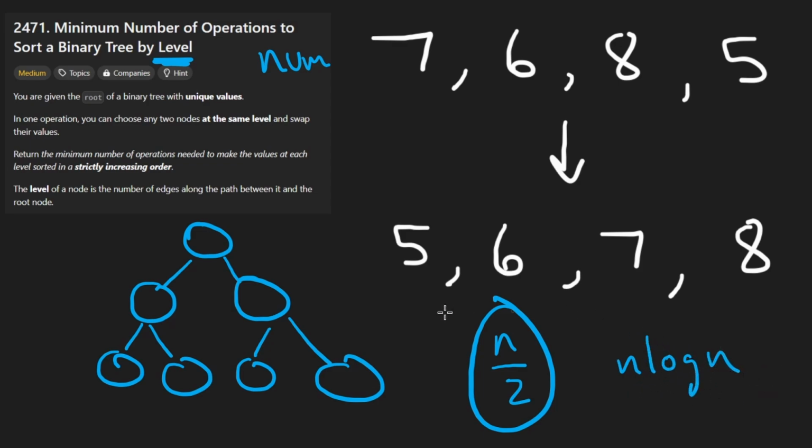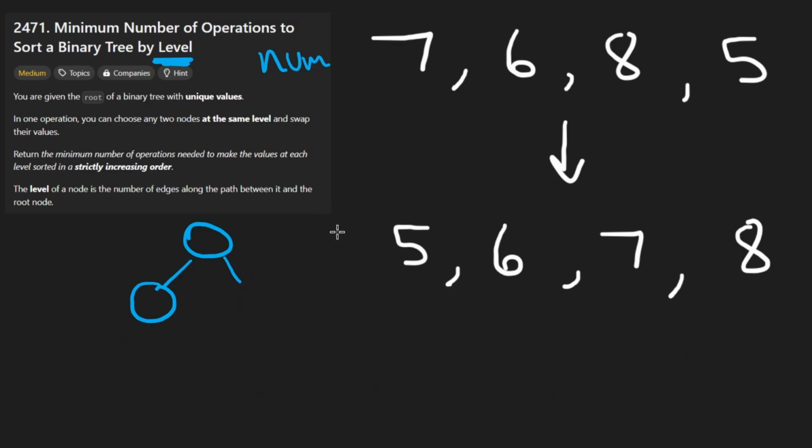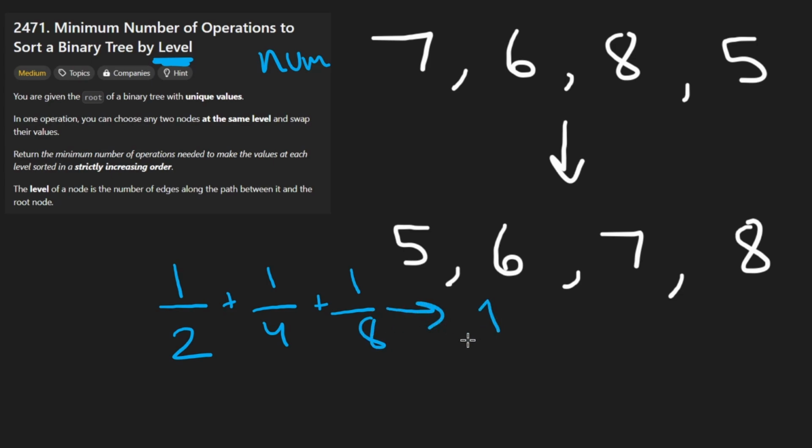Now, you might say, well, we're not only sorting this level over here, are we? We're also going to sort this, which is n over 4, and this, which is n over 8, et cetera. And this is the part where many people just don't care about it. I find it kind of interesting. Well, this is actually a math thing. 1 over 2 plus 1 over 4 plus 1 over 8. Eventually, it converges to 1.